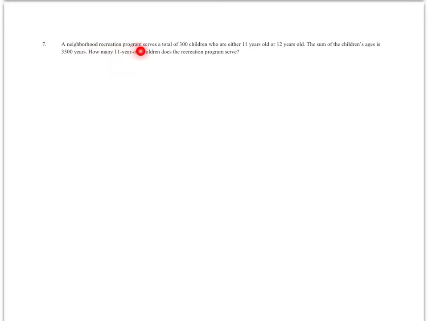A neighborhood recreation program serves a total of 300 children who are either 11 years old or 12 years old. X is the number of 11-year-olds. I'm going to say Y is the number of 12-year-olds. The sum of the children's ages is 3,500. How many 11-year-olds does the recreation program serve?